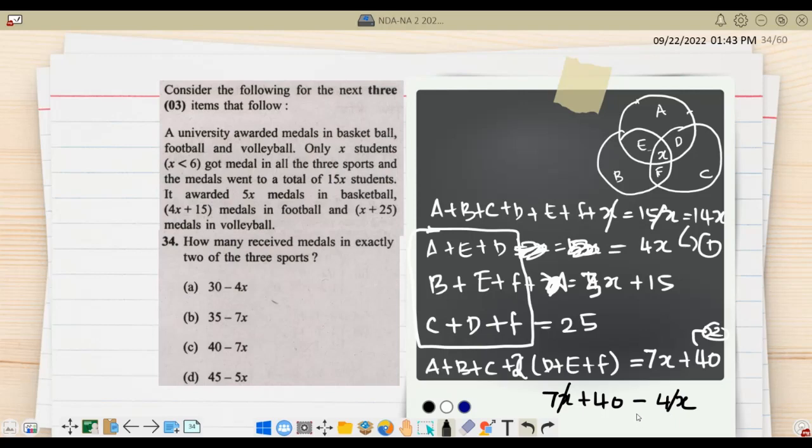This is going to be 3x. So 40 minus 3x. No. Sorry, no.